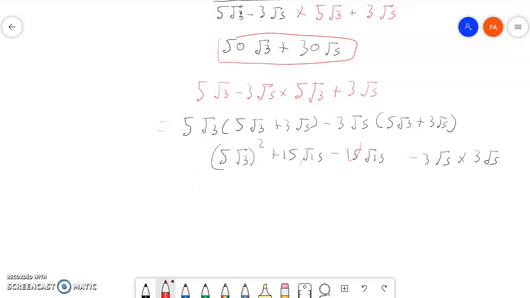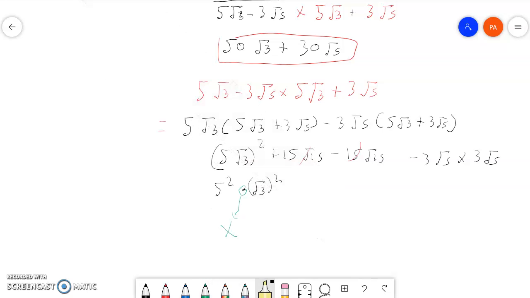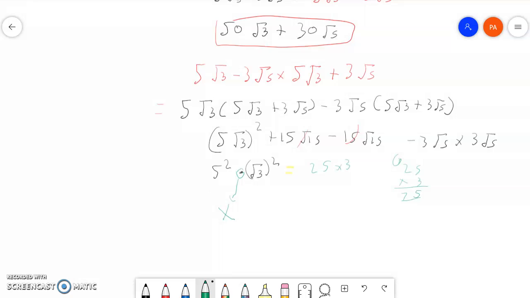So 5 root 3 square can be written as 5 square into root 3 square. Don't be confused by this sign. This is the sign of multiplication. This is the sign of multiplication. So the end result comes out to be 25 into 3. So what is 25 into 3? 25 into 3 is 75.